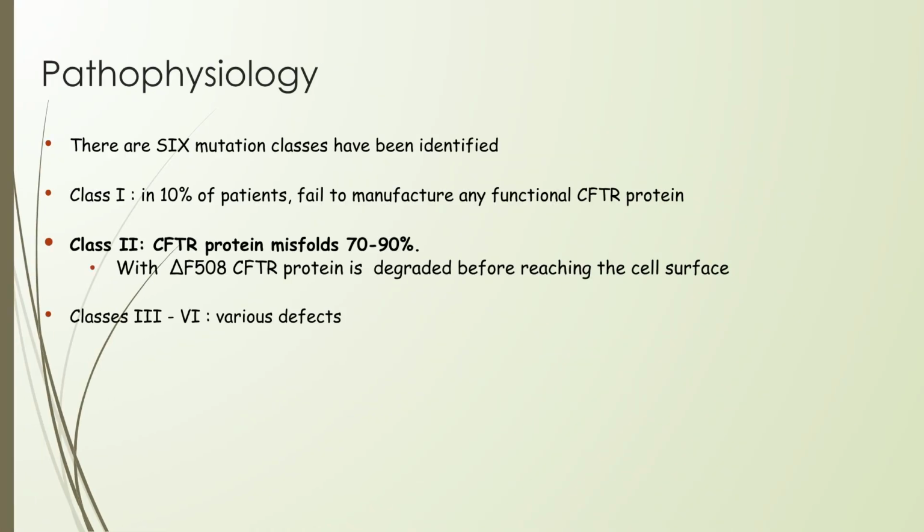There are 6 CFTR mutation classes. Class 1, present in 10% of patients, results in failure to manufacture functional CFTR protein. Class 2, seen in 70 to 90% of cases, involves CFTR protein misfolding and degradation before reaching the cell surface. Classes 3 through 6 include various other defects.